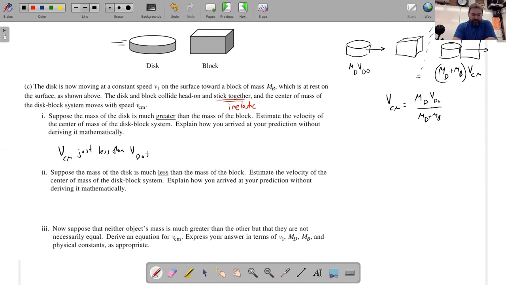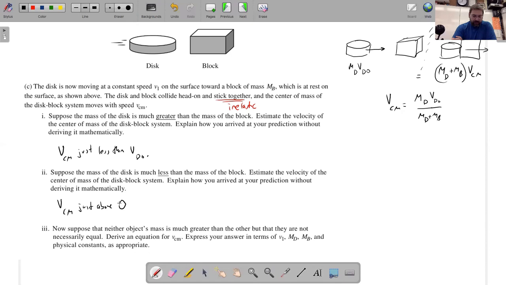Suppose the mass of the disk is much less than the mass of the block. Estimate the velocity of the center of mass of the disk-block system. The velocity of the center of mass, you could say, is just above 0. If the mass of the disk is much less than the mass of the block, the mass of the system increases significantly, so the velocity of the center of mass of the system must decrease significantly, not become 0, but become some value that's close to 0.